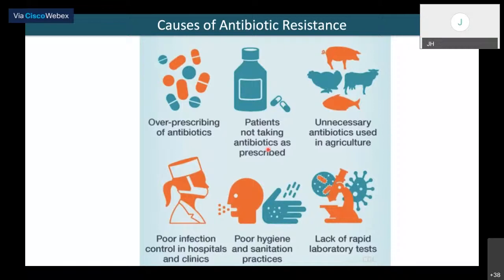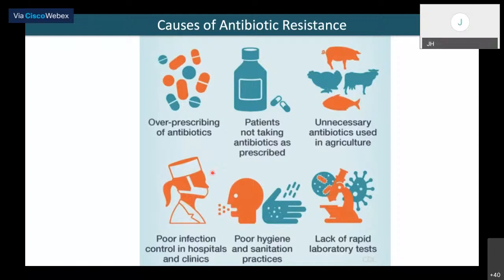And then there is also unnecessary antibiotic use in agriculture and other industries, where tons of antibiotics are used, not for treating infection, but for promoting the growth of animals, which has a financial benefit. They are misusing antibiotics for that purpose, and that is actually leading to antibiotic resistance.